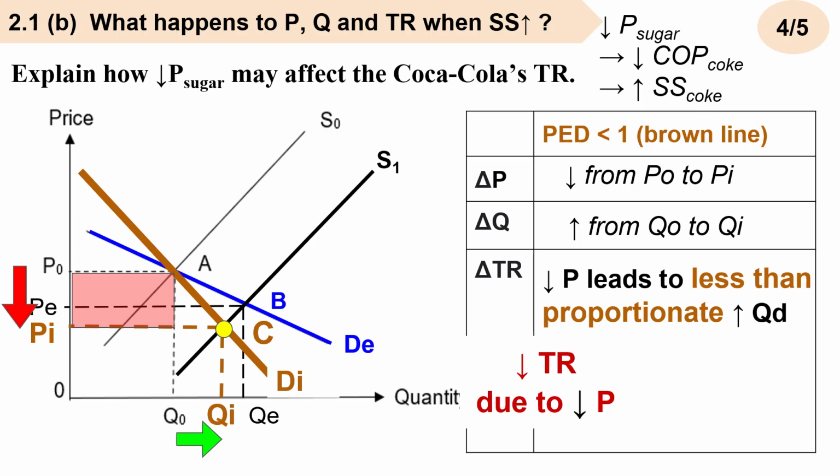The decrease in total revenue due to the decrease in price, which is the red box, is more than the increase in total revenue due to the increase in quantity demanded. So total revenue increases or decreases? See here, does total revenue increase or decrease? Decrease.